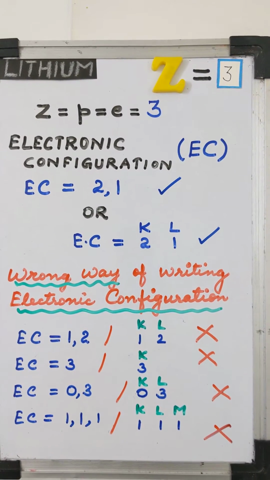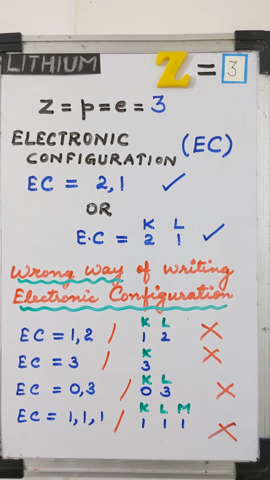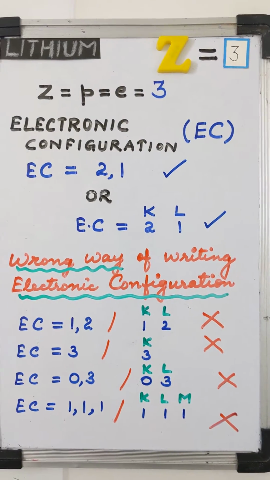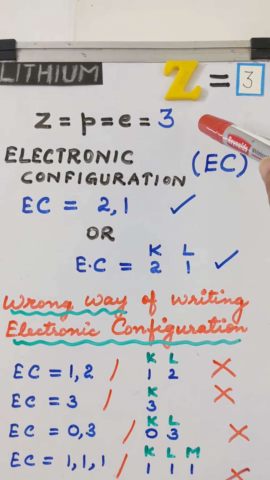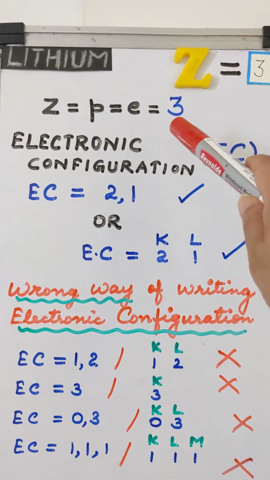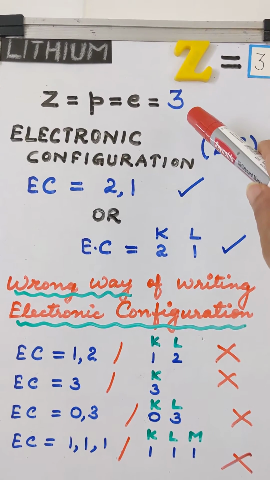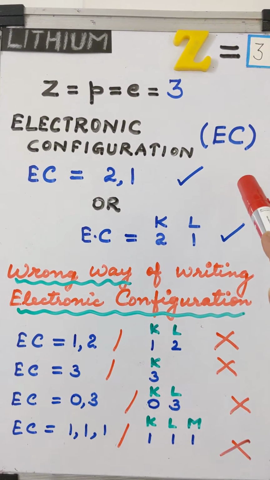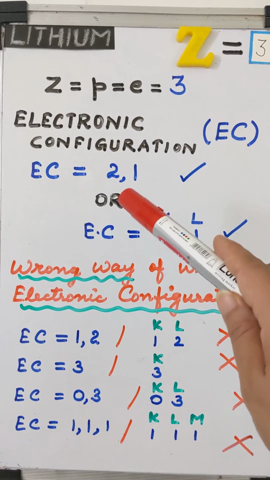Let us try to understand the electronic configuration for the third element, that is lithium. Lithium has an atomic number of 3, that is its Z is 3. So the number of electrons and protons present in lithium are also 3. So the electronic configuration for lithium comes out to be 2, 1.